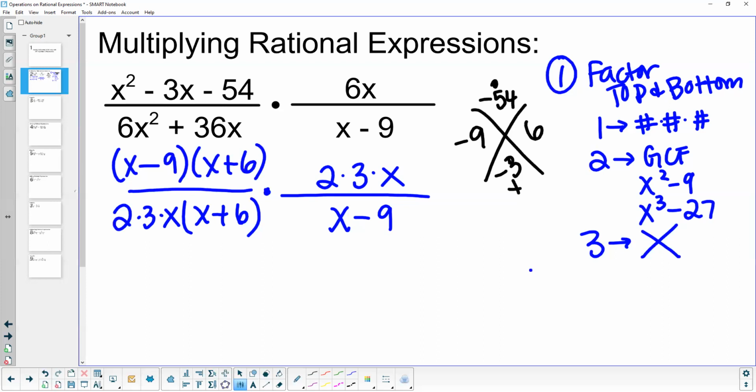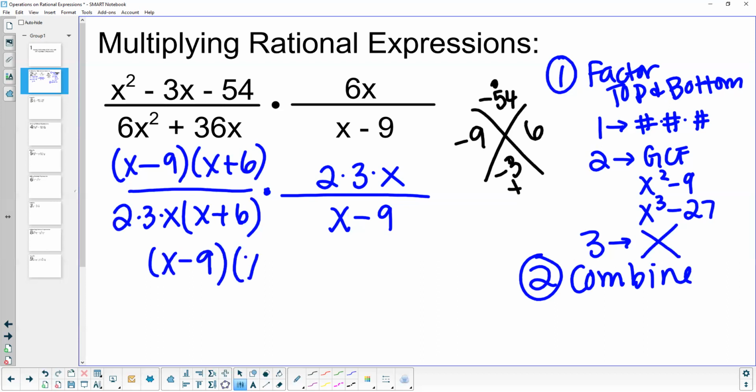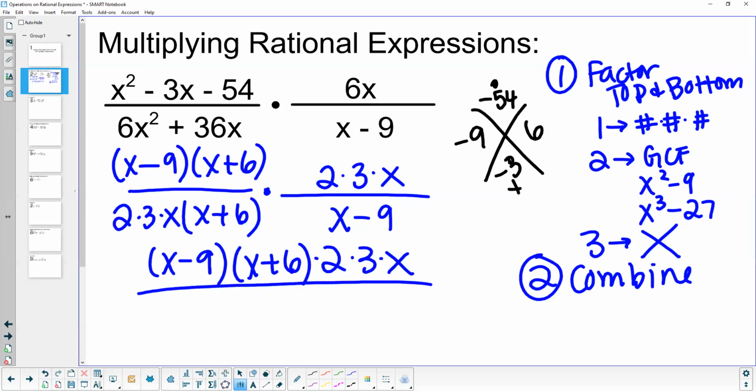That's step number 1. Step 2 is we want to combine them, and all that means is we want to write the top all on the same top line and the bottom all on the same bottom line. So let's do that. We've got an x minus 9, an x plus 6, we've got a 2, we've got a 3, we've got an x, all on top. On the bottom here, we've got a 2, a 3, an x. We've got an x plus 6, and we have an x minus 9.